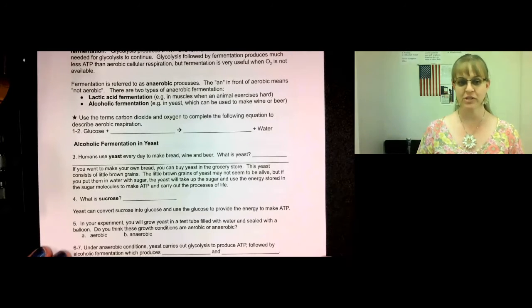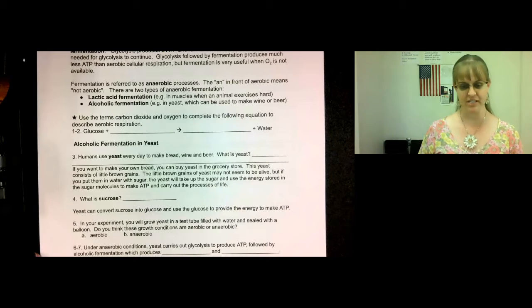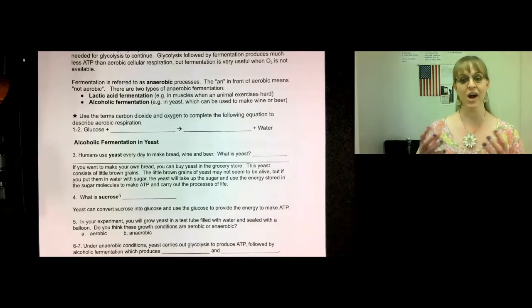Number 3, humans use yeast every day to make bread, wine, and beer. What is yeast? Yeast is a single-celled organism that is actually a type of fungus. Yeast is actually alive. It eats sugar and does cellular respiration and produces carbon dioxide as one of the waste products. This carbon dioxide is used to make bread rise.